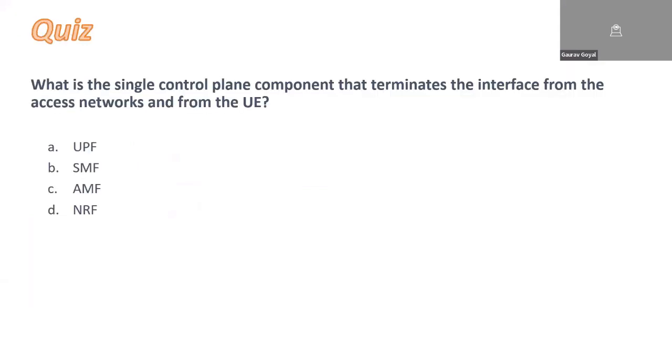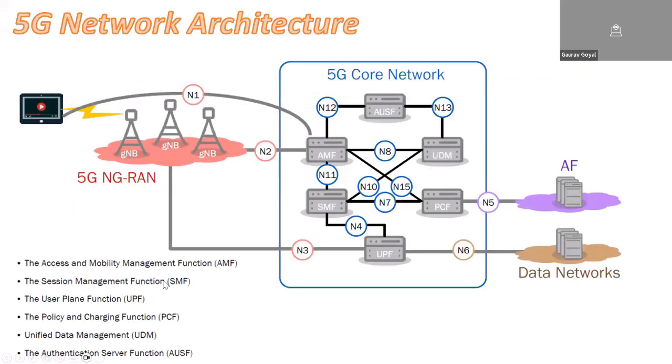What is a single control plane component that terminates the interface from access networks and from the UE? You can write the answer in the chat box. Yes. So the correct answer is AMF, right? You can see here that there is an N1 connection between AMF and the UE, right?